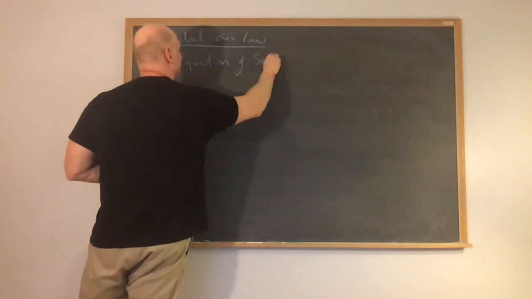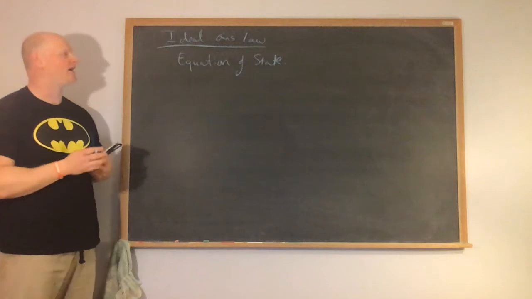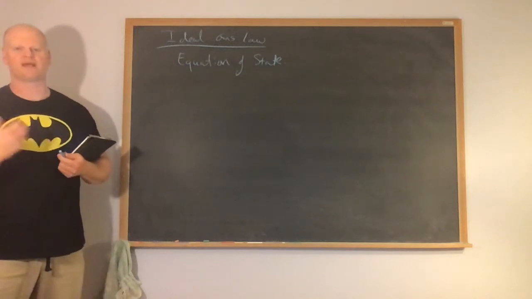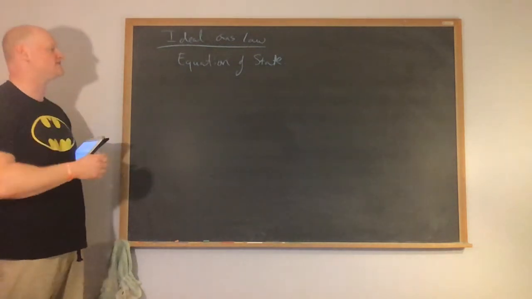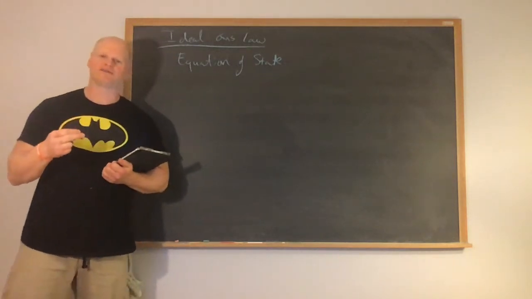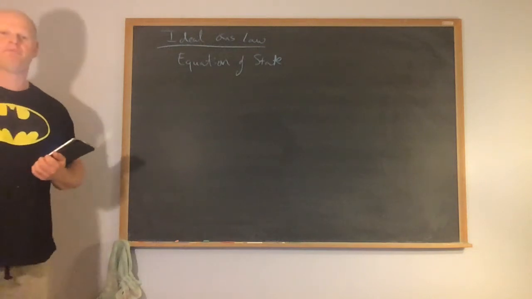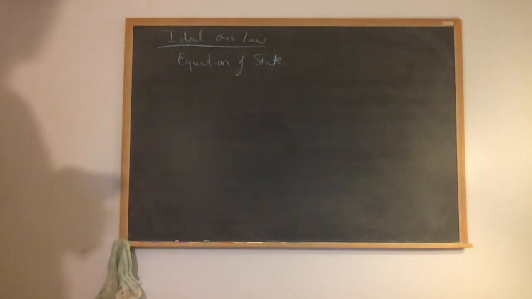So the equation of state is basically just a fancy way of saying what is the physical condition of my gas. So what are the things that I can actually measure? How would I describe this gas? Now, we're eventually going to look at this two separate ways. So the first way we're going to look at it, which is what we're going to do here, is to look at it macroscopically.